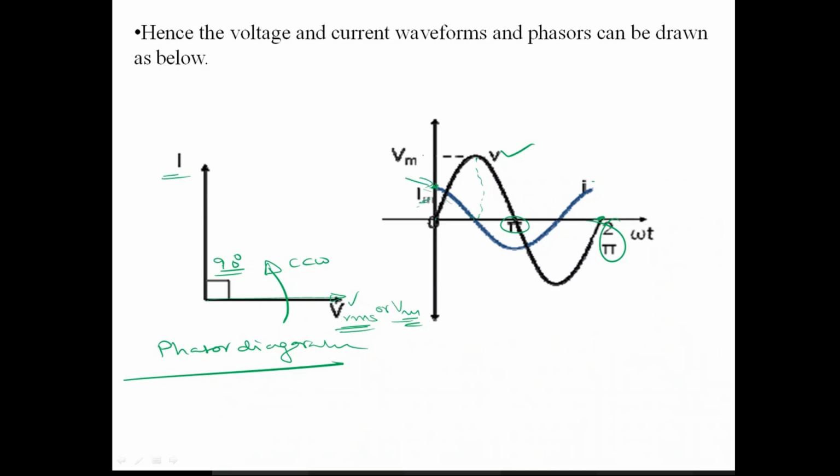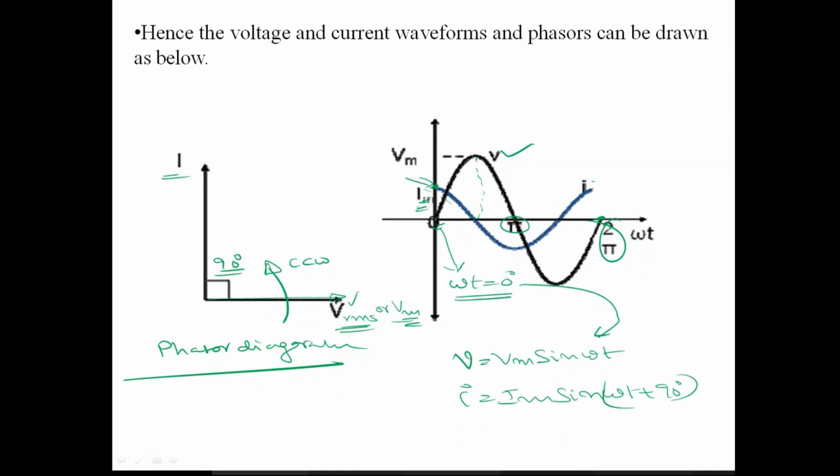When voltage is 0, current would become maximum. Why? Because of the expressions we got earlier: V is equal to Vm sin omega t is the voltage expression, and I is equal to Im sin(omega t plus pi by 2) is the current expression. In this, this instant is referred to as omega t is equal to 0 degrees. So now substitute omega t is equal to 0 here and here.